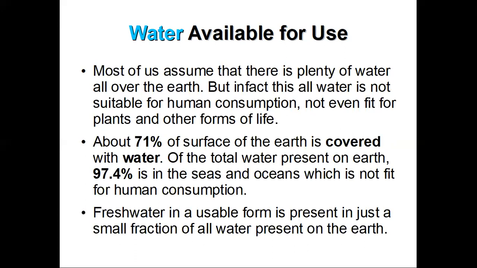About 71% of the surface of the earth is covered with water. Of the total water present on earth, 94.4% is in the seas and oceans, which is not at all fit for human consumption. Why? Because they are salty. Fresh water, in usable form, which we use basically as groundwater, is present in just a small fraction.